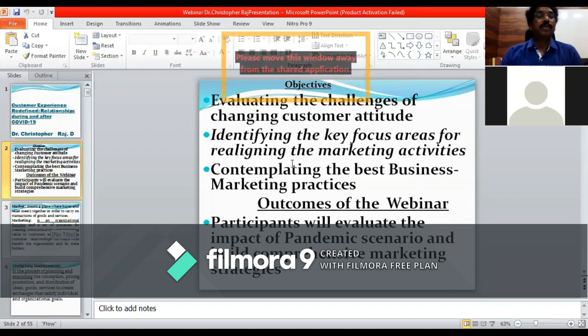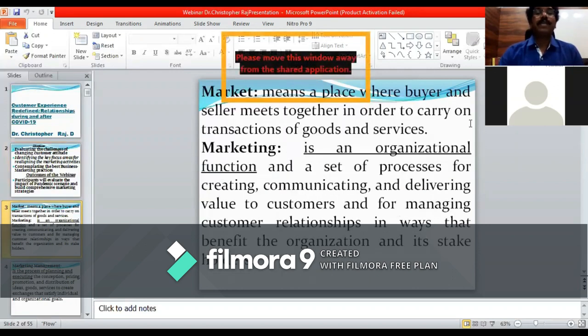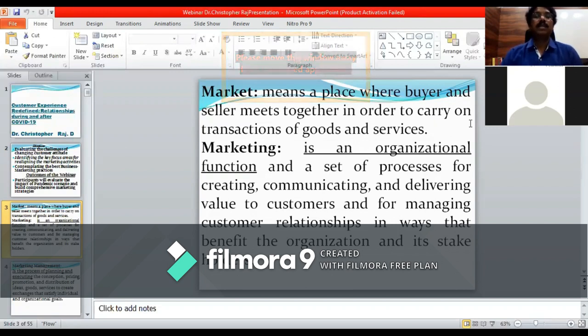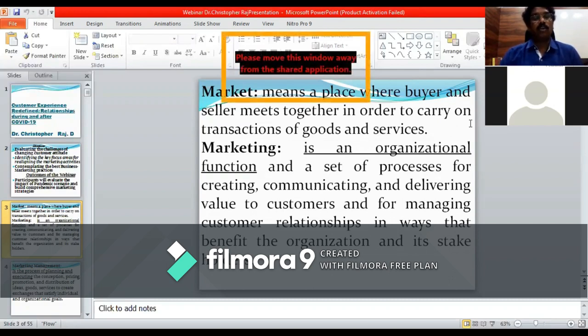So before going to the topic, let's have a basic understanding of the terminologies of marketing, since the participants are all students of the final year undergraduate degree course. So let's study the basics of marketing. What is a market? A market is a place where buyers and sellers meet together in order to carry on transactions of goods and services. So market in economic terms is physical and virtual.